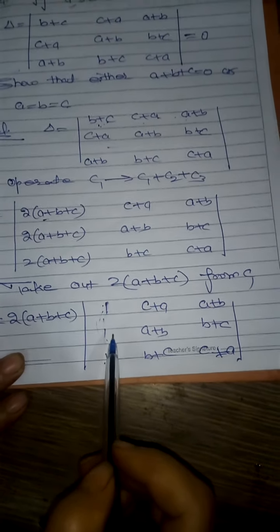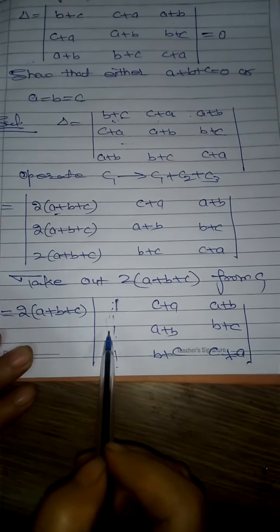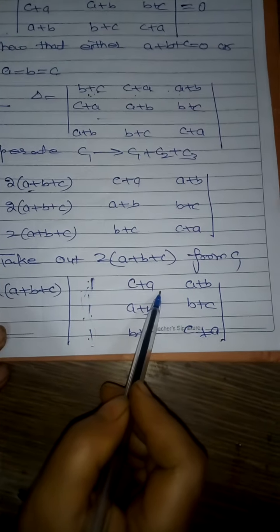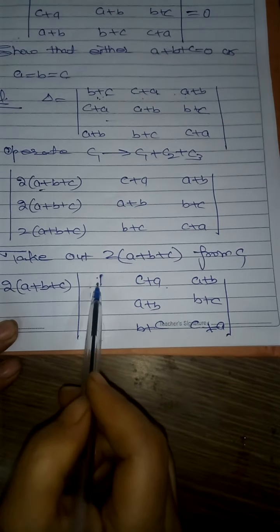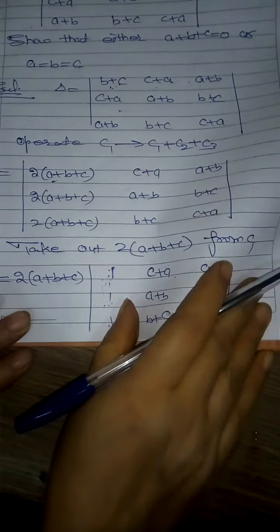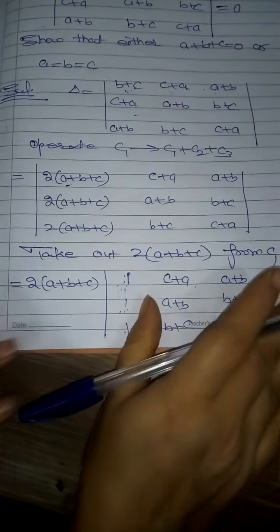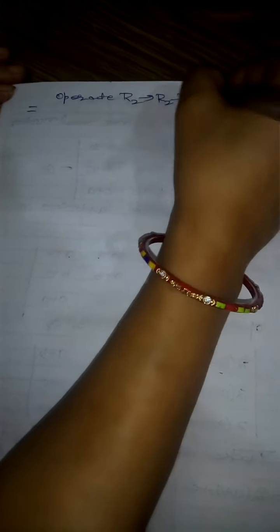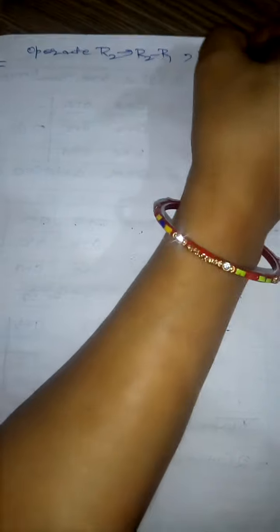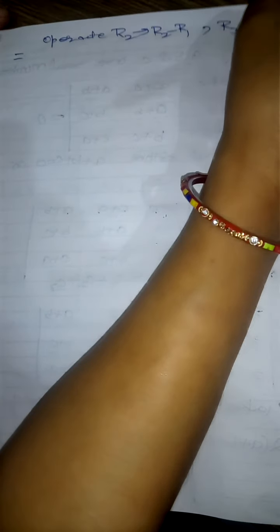Now we will apply, from column 1, this C1, the operation R2 minus R1. We will fix this row R1 and then apply R2 minus R1 and R3 minus R1. We will make the two terms 0. So we will apply the operation R2 tends to R2 minus R1 and R3 tends to R3 minus R1.